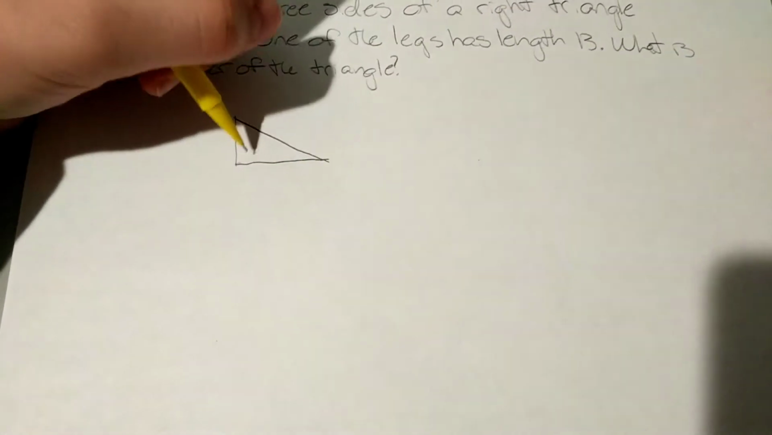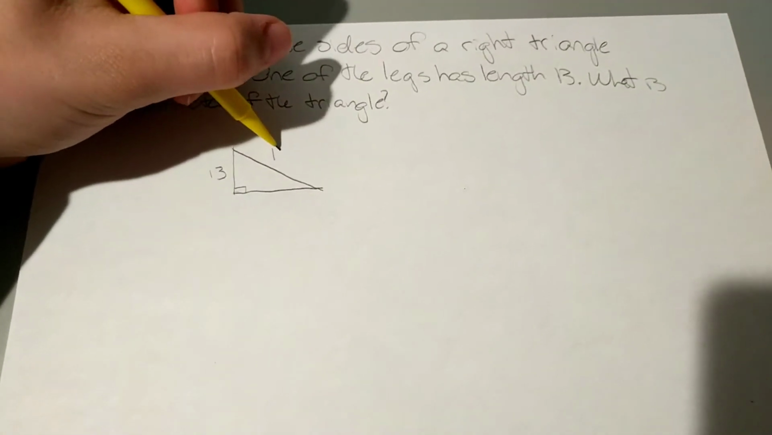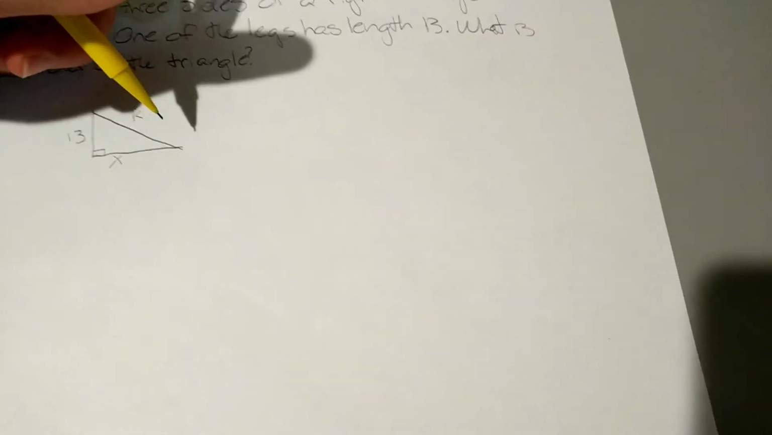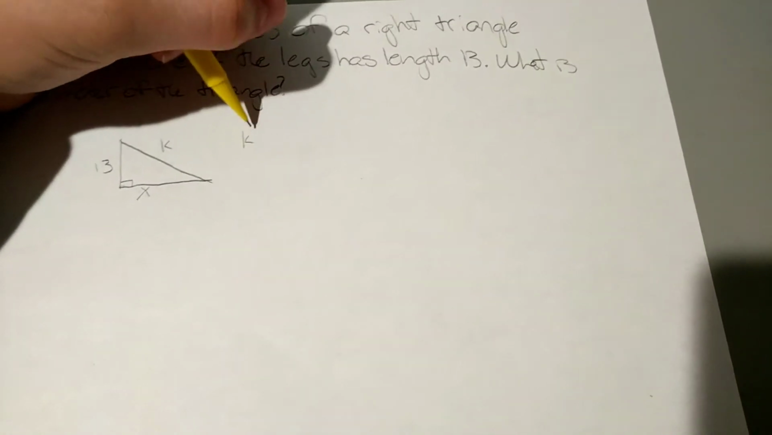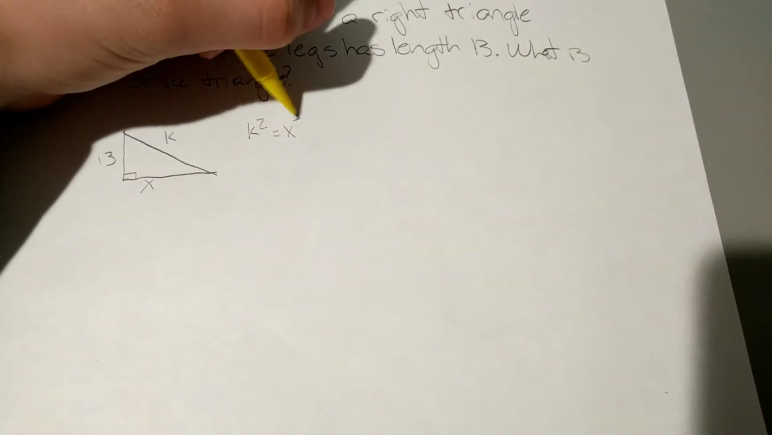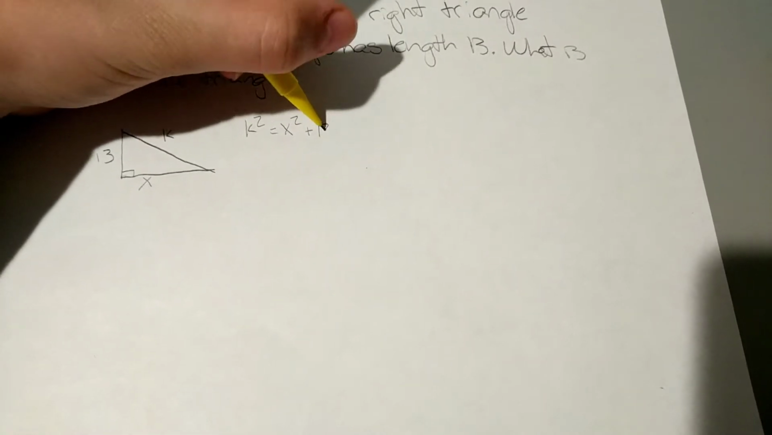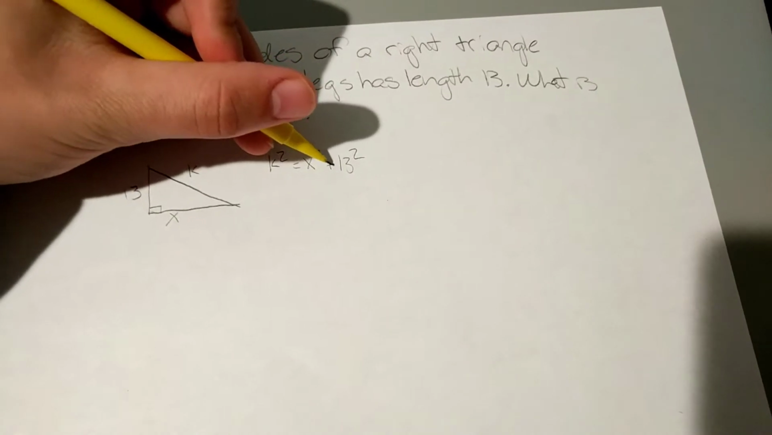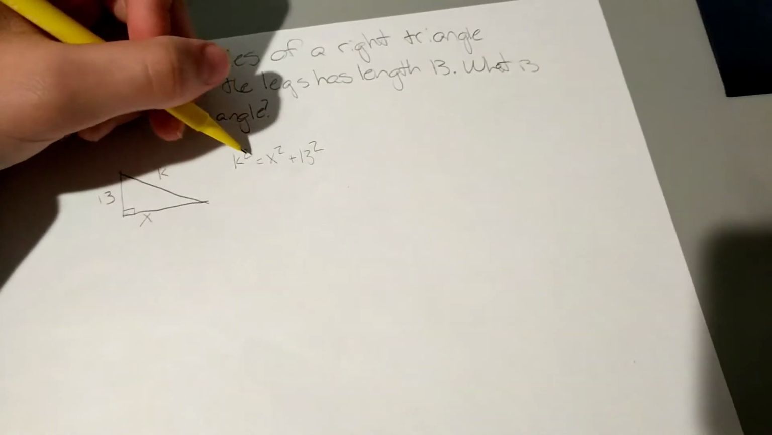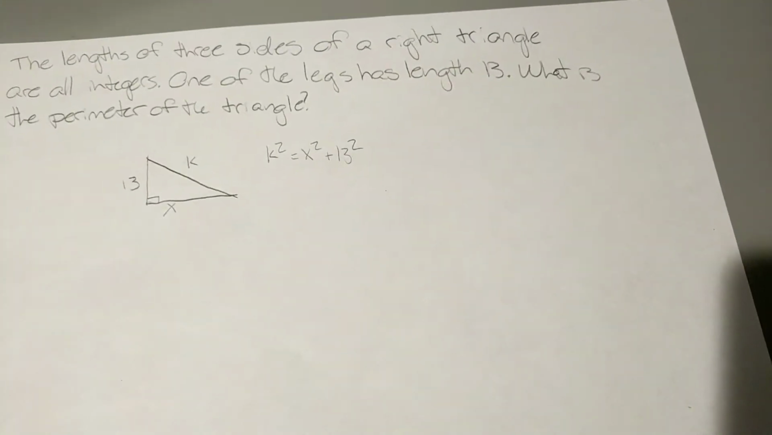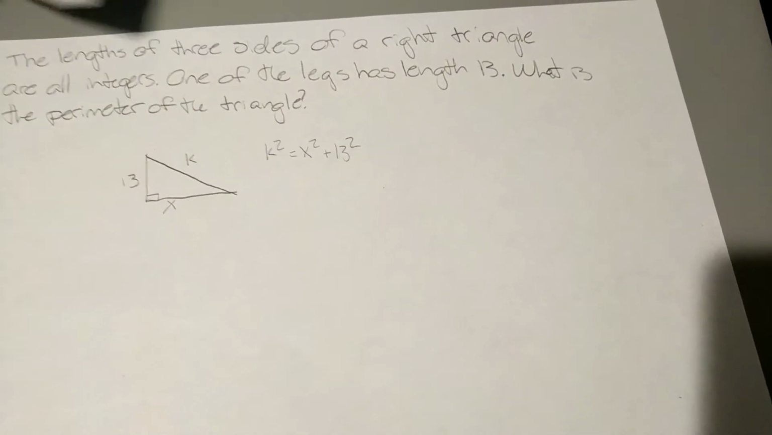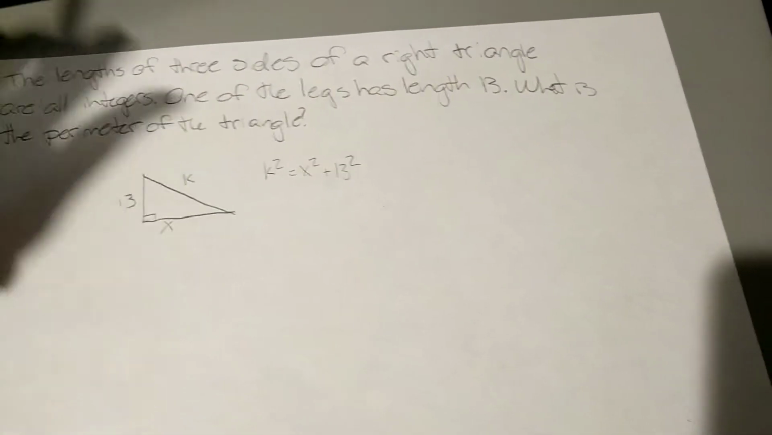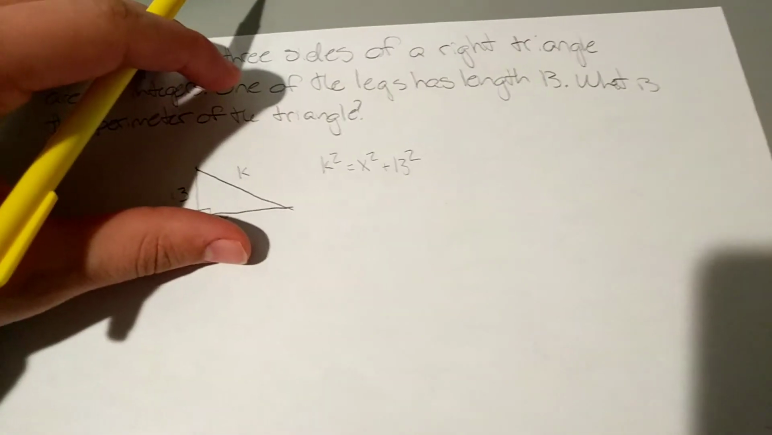So I'm going to start off by drawing my right triangle with a length 13. I'll call this length K and this length X. So the Pythagorean theorem basically says this. Now, we need to find an equation that will have us solve for x and k, or at least the values of them added up.